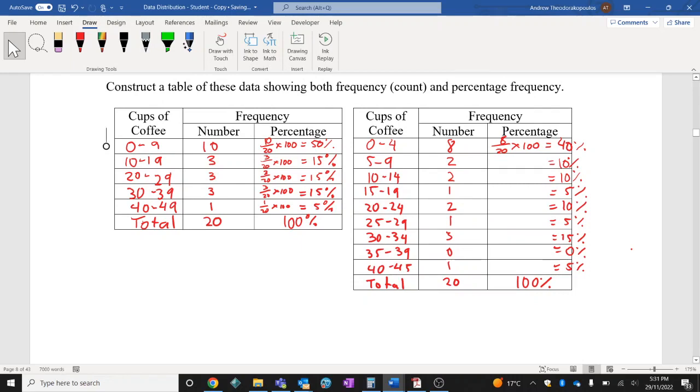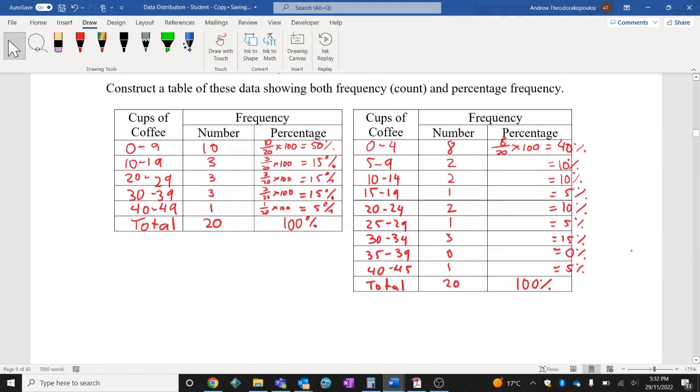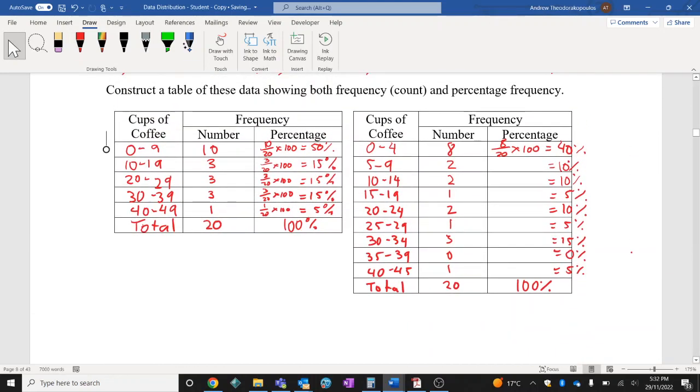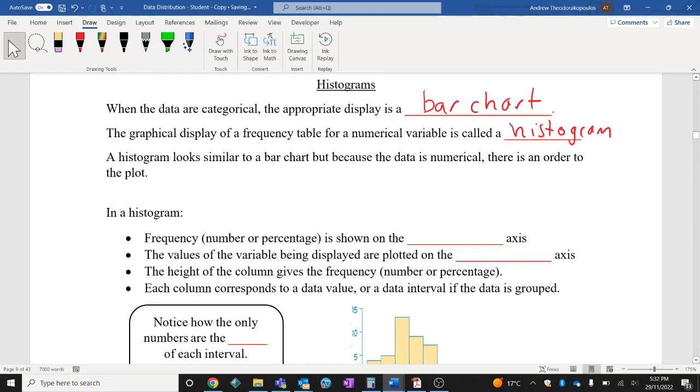Once we've completed this, now we want to look at histograms. So when the data is categorical, the appropriate display is a bar chart. However, when a graphical display of a frequency table for a numerical variable, we call this a histogram. Okay, so in other words, what we just had up here is a frequency table of numerical data, and we want to graphically display that information with what we're about to learn, a histogram.